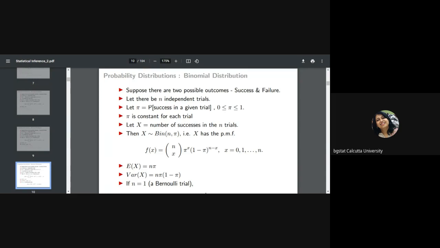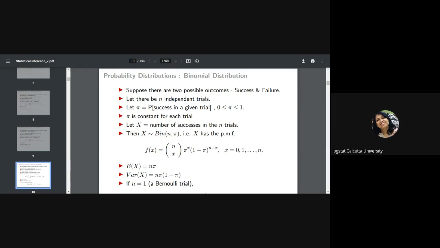So x is the number of successes. We are going to define the binomial probability distribution. So the random variable x is said to have a binomial distribution if it has the probability mass function which is given here. So this means that f of small x.